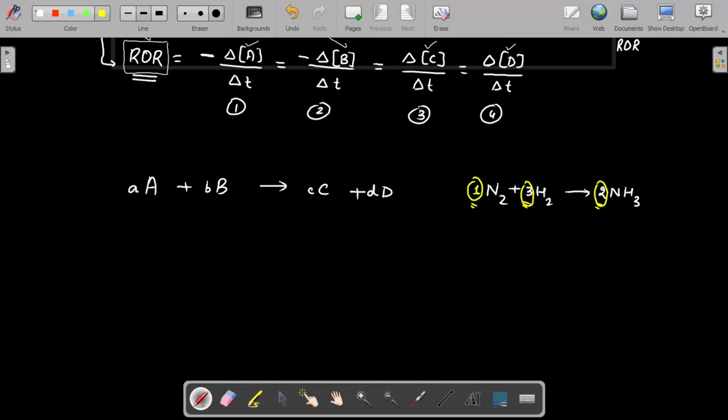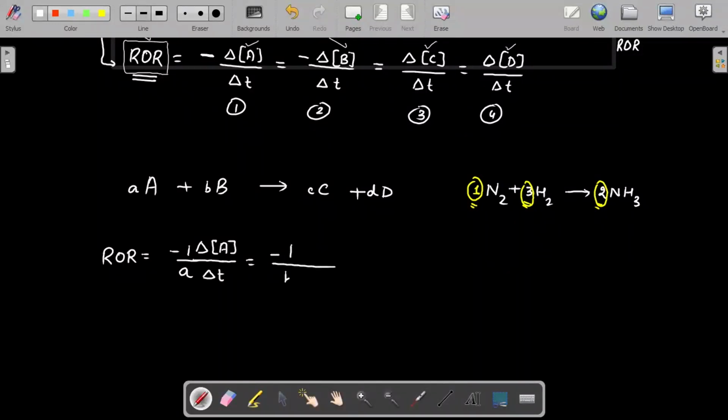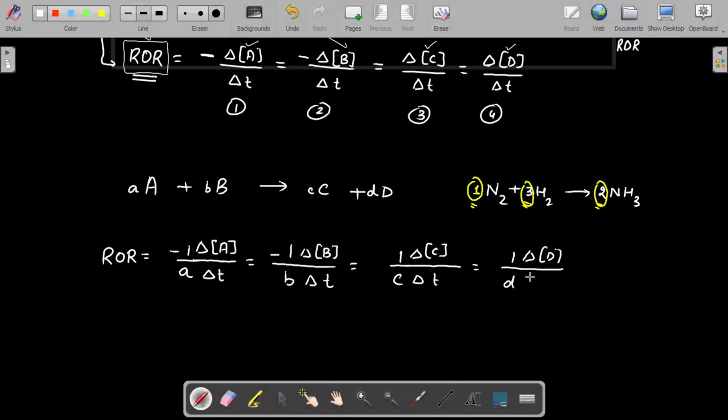Now, the rate of reaction will become ROR. Rate of reaction ROR is equal to minus 1 upon the stoichiometry times delta change in the concentration of A per change in time, is equal to minus 1 upon b times change in concentration of B upon change in time, is equal to 1 upon c times change in the concentration of C per change in time, and similarly I can write 1 by d times delta D on delta T.